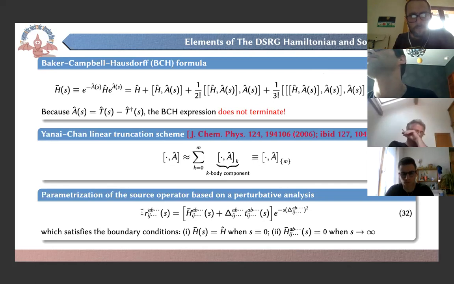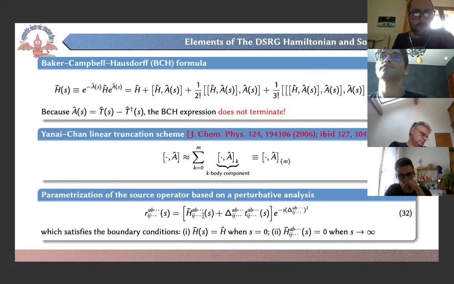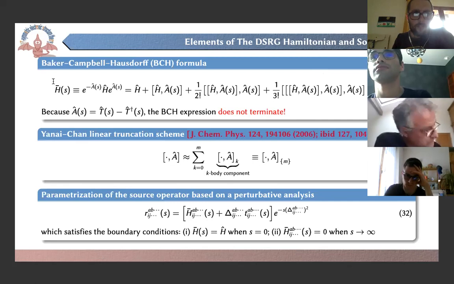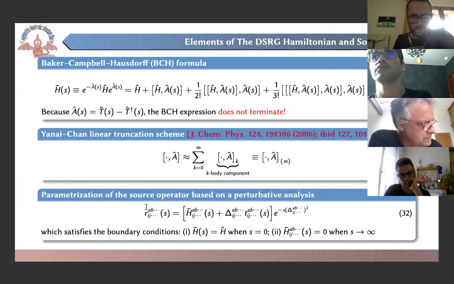And so Evangelista proposed to use that form here, which is basically based on the perturbative analysis. So you can see that it's roughly the form that we had for the SRG methods. You guess a form for this, and you say that your equations are going to be solved when the off-diagonal H bar elements are going to be equal to those off-diagonal source term elements.